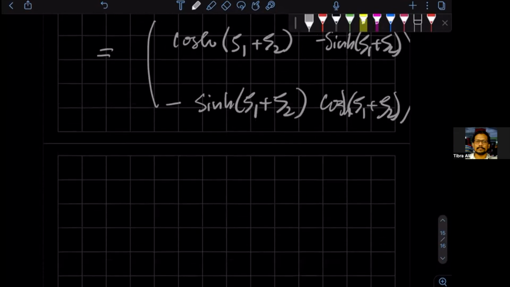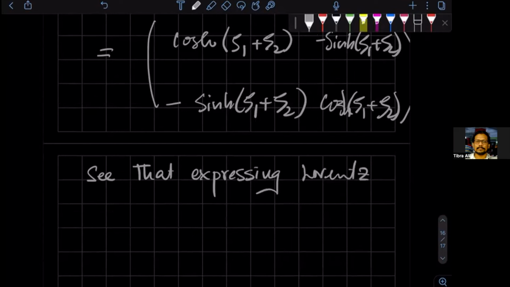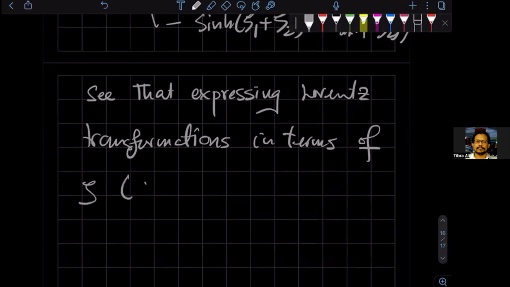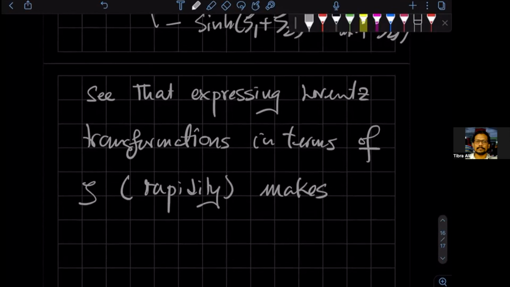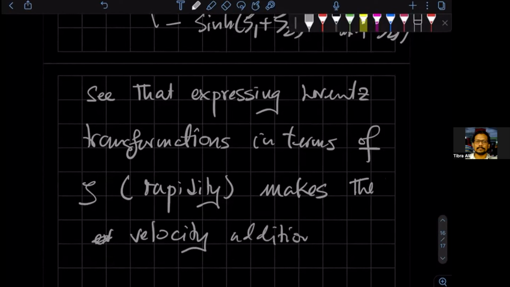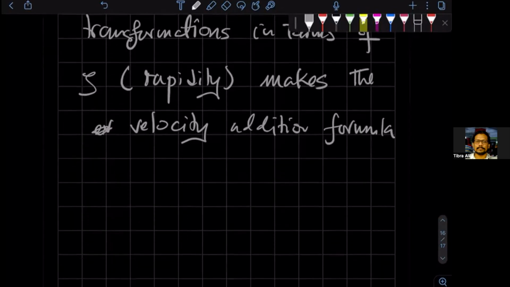Okay, so we see that expressing the Lorentz transformation in terms of zeta, that is rapidity, makes the velocity addition formula much simpler.